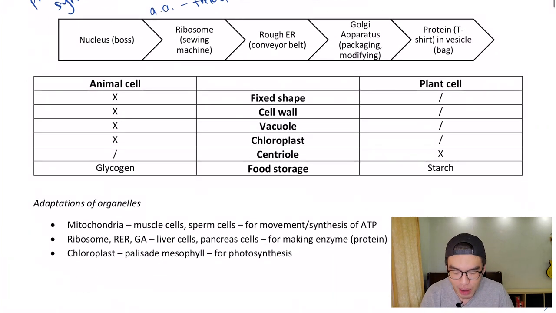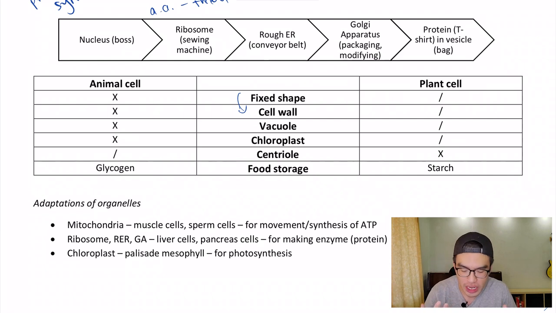Moving on, I'm sure you know this in your Form 1 already, the difference between animal cell and plant cell. Fixed shape, of course, animal cells don't have a fixed shape because animal cells do not have a cell wall. Alright, plant cells having a cell wall, that's why they have a fixed shape. Okay, this is related to the next point. Animal cells have no cell wall, plant cells have a cell wall. Vacuole, animal cells no vacuole, plant cells have a vacuole. Chloroplast, no and yes. Centriole, this is not really important, so yes and no. Food storage, we animal cells store our sugar as glycogen in the muscles. Whereas plant cells will store it as starch, just like your potato.